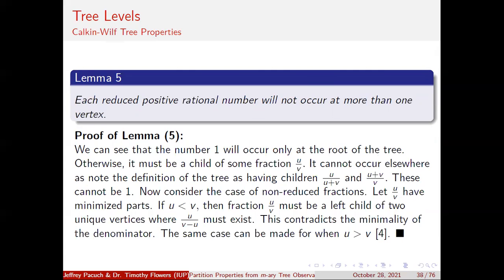But then if we say, well, let's choose some fraction u, we're going to prove this by contradiction again. We'll look at the definition of the tree, and we'll look at two different cases. So I just wrote the case for when, I think it was, the denominator is bigger than the numerator. It'll be the same case for when the numerator is bigger than the denominator.